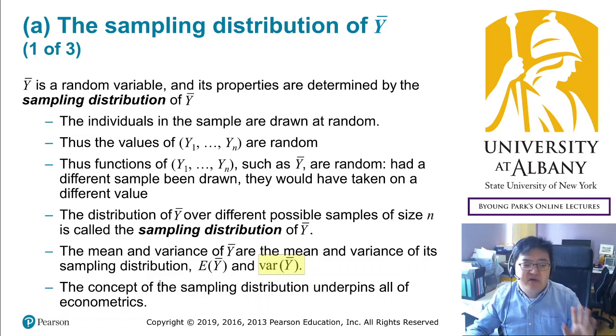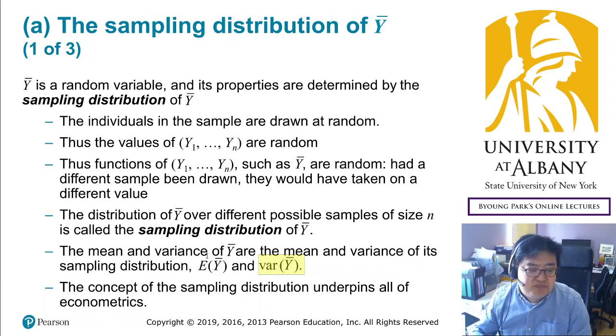So this concept, the concept of the sampling distribution, is maybe the most difficult and most confusing, but the most important concept in statistics and econometrics at any level. I have seen some statisticians who do not understand this.